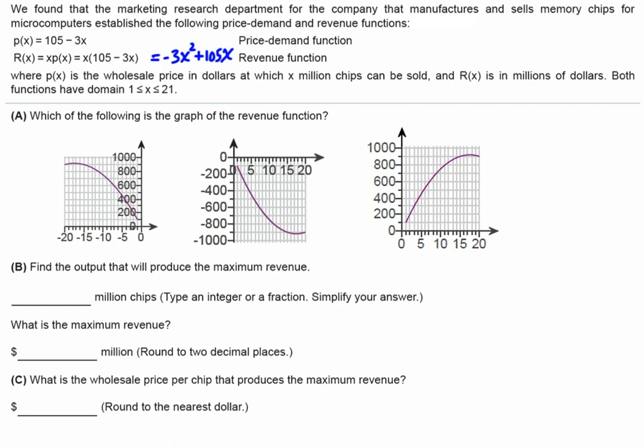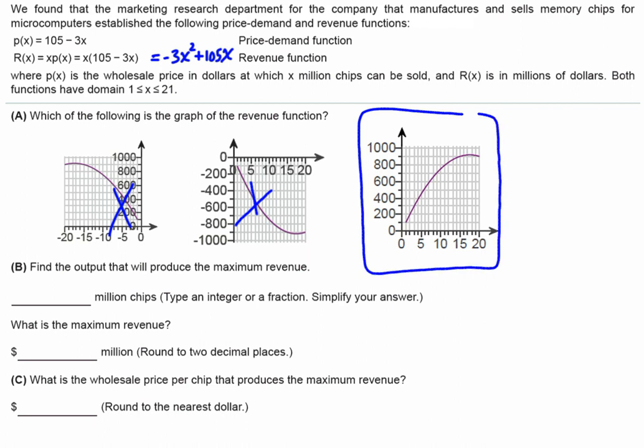And we do have limitations for both of these functions. For our domain, remember, the domain's x value is 1 less than x is less than 21. Let's first analyze the two graphs in A. We notice that the first graph has a negative, so we're going to eliminate that one. The second one has a negative, and we choose the third. So if that was A, B, and C, it would be C.